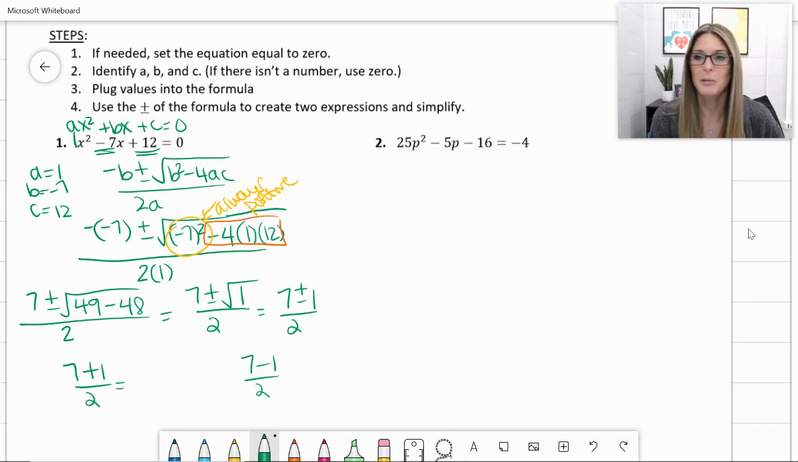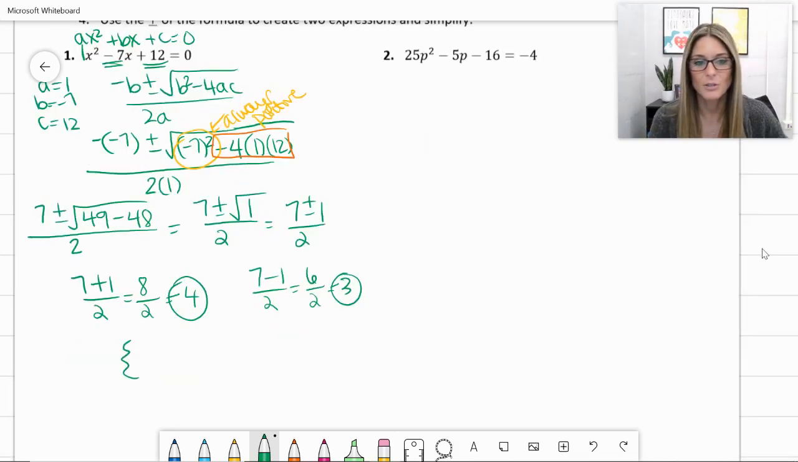So for the first one where we use the plus sign, we've got 7 plus 1 is 8 divided by 2 makes 4. There's one x-intercept. In the second expression, 7 minus 1 is 6 divided by 2 makes 3. Second answer. Now you can write this as a solution set with curly braces and show 4 and 3 as your solutions there, and you'll see that notated on Delta Math.